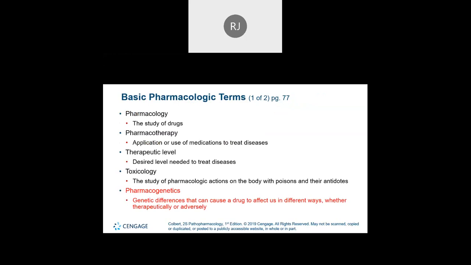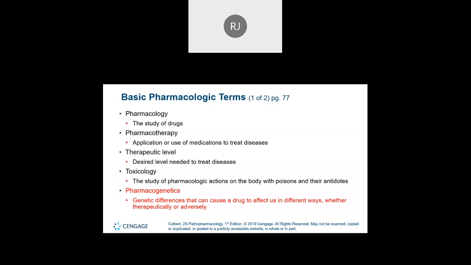Now on page 77, we have some terms our text goes over that you should be familiar with. Pharmacology, which is the study of drugs. Pharmacotherapy, which is the application or use of medications to treat diseases. Therapeutic level, which is a desired level needed to treat diseases.